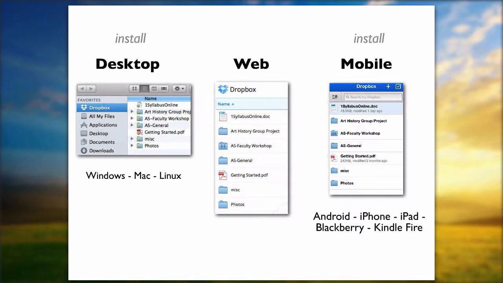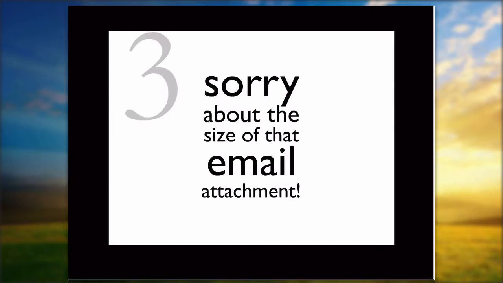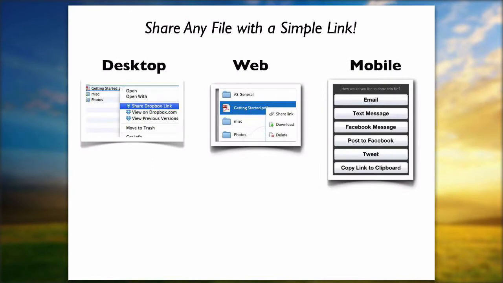Okay? You're also never going to have to say sorry about the size of that email attachment again, because with Dropbox, every single file that you upload you can actually share with a link. And it's really simple to do that. All you have to do is right-click if you're on the desktop or the web version, and you'll have an option to share the Dropbox link. And if you're on the mobile, there are some other options. You can email it, you can copy the link to your clipboard, or you can send it as a text message, and then there are some other social options as well if you're interested in using those.